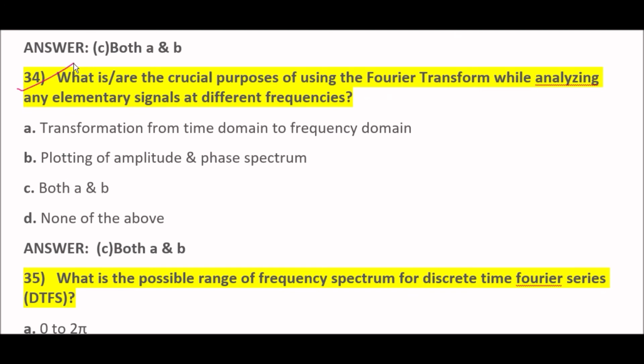Next question. What are the crucial purposes of using the Fourier transform while analyzing any elementary signals at different frequencies? First condition is transformation from time domain to frequency domain. It's correct. And second condition is plotting of amplitude and phase spectrum. They both are correct conditions for the crucial purposes of using the Fourier transform while analyzing any elementary signals at different frequencies. The correct answer here is option C, both A and B.